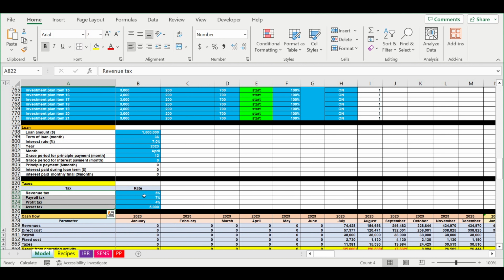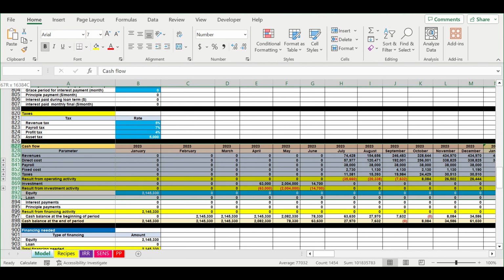Then we specify the tax rates. Here we have 4 taxes: revenue, payroll, profit, and asset tax. Let's assume that asset tax will have some monthly value. Other 3 taxes will have percentage value from their tax base. Finally, our model moves to the cash flow statement.